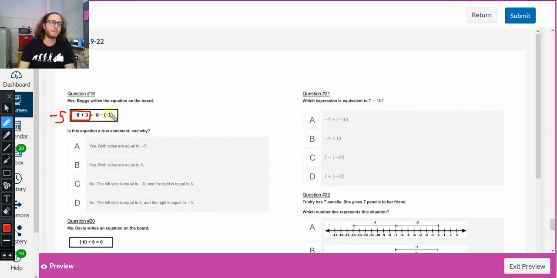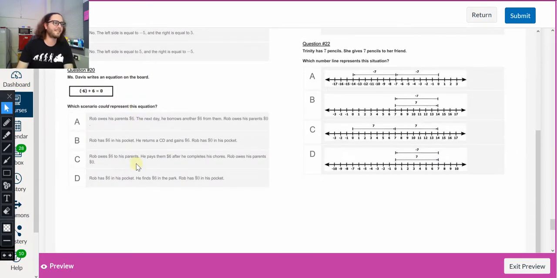And this one, remember, when you add or subtract a negative, that is the same as adding. We've been doing this a while now. Okay, you go to the right on the number line when you subtract a negative. So you're doing the same thing that you're doing on this side, and you end up with -5. So the answer to this one, number 19, would have been A.